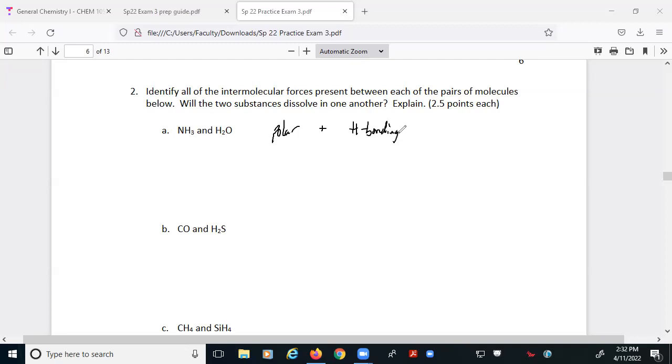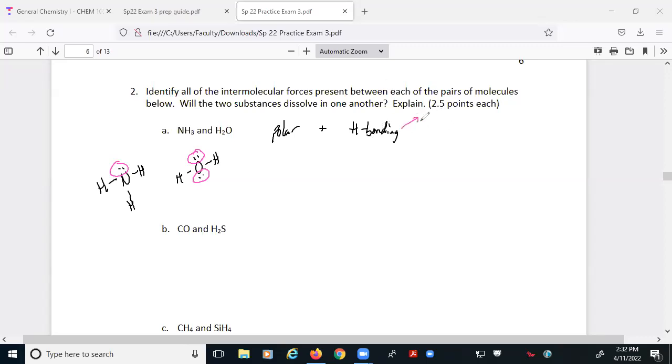Now, if you need to prove that to yourself, you can draw them. There's the Lewis structure for ammonia. There's the Lewis structure for water. And you can see in both cases, we have asymmetry in the form of those lone pairs on the tetrahedral shape, which are going to, at the very least, initiate a conversation of polarity.